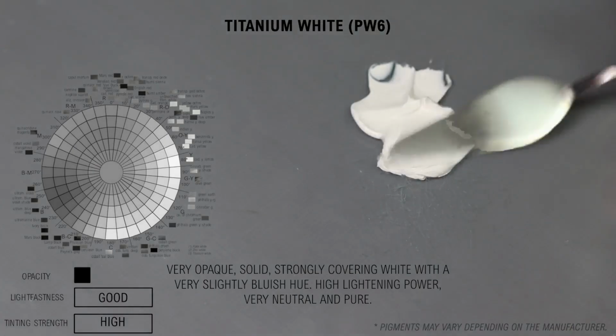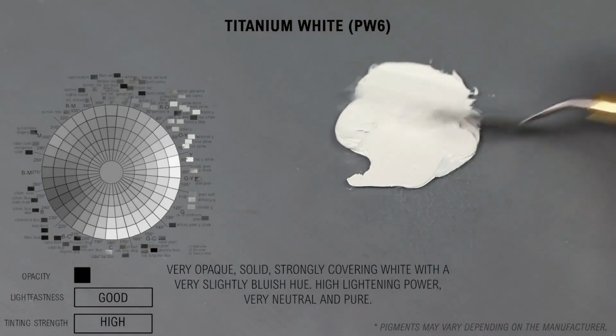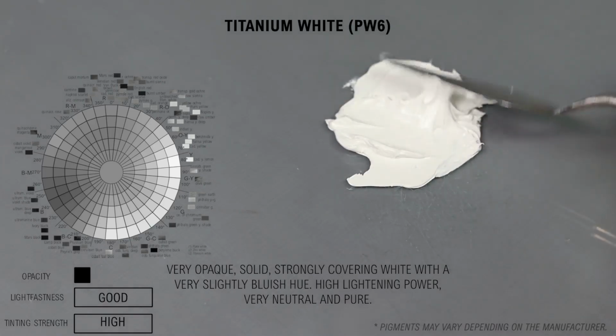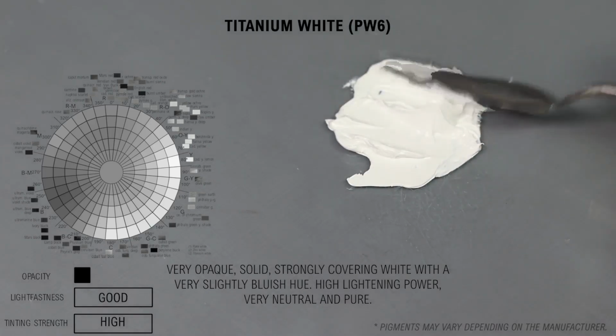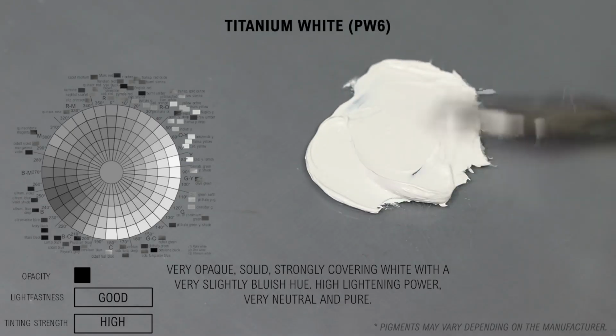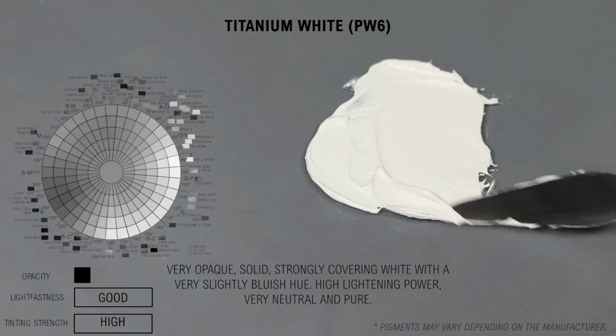Titanium white is a very opaque, solid, strongly covering white with a very slightly bluish hue. It has a high lightening power and can really dominate the mixtures. It is very neutral and pure.